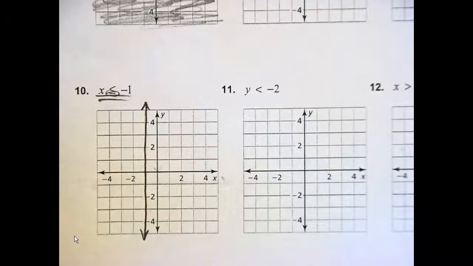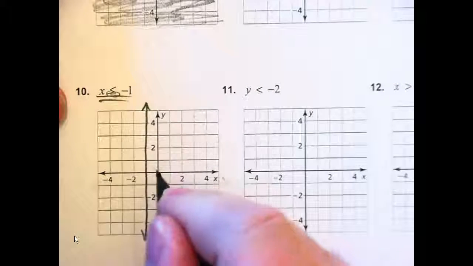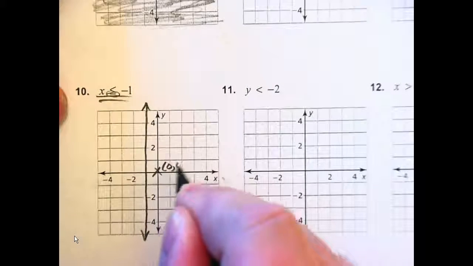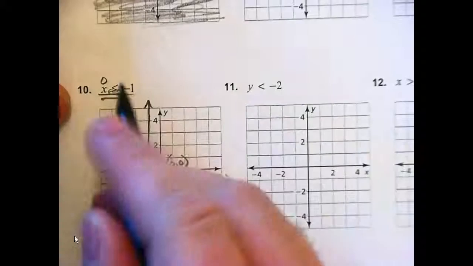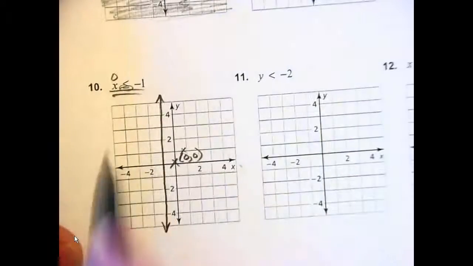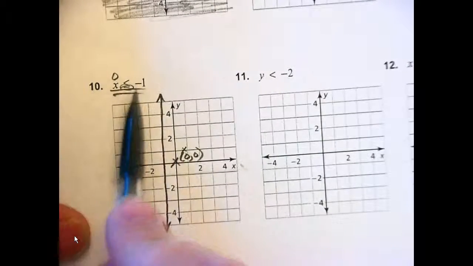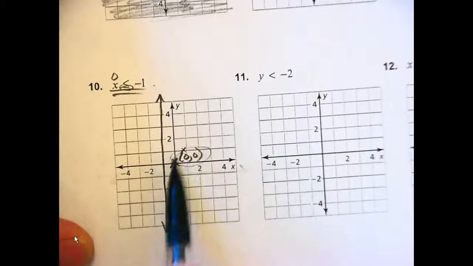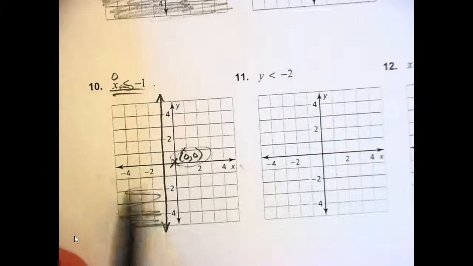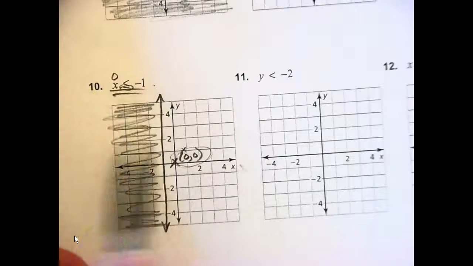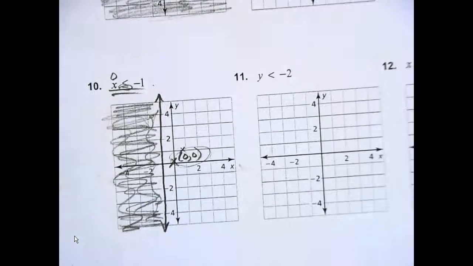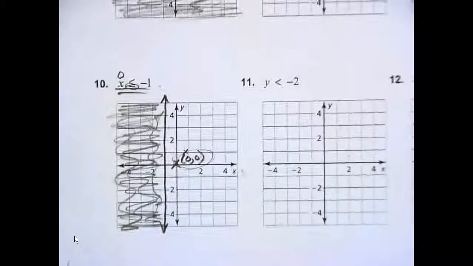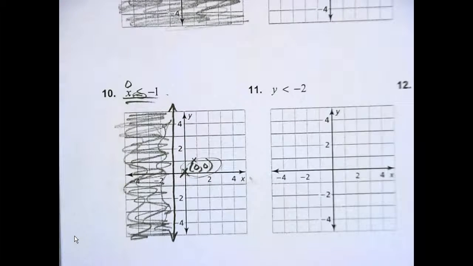X is less than or equal to -1. So I'm picking the values that are less than -1. If I test this point, 0, 0, I plug in my x, which is right here. 0 is less than or equal to -1. Is that true? No, 0 is not less than or equal to -1. Therefore, I do not shade over this point. I've got to shade on the other side of it. All right. Questions? All right. Well done. Moving on. Next page.